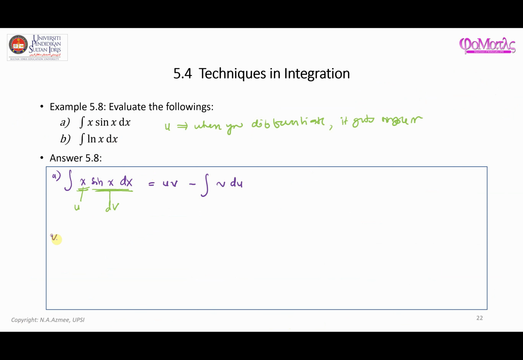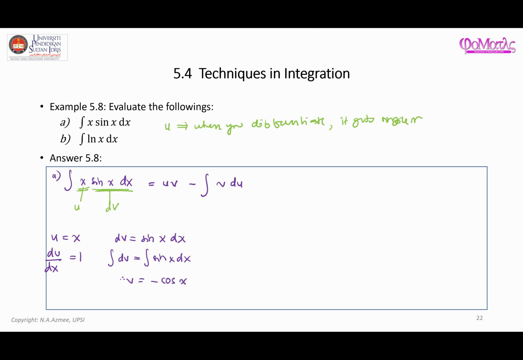So if u is equal to x, du/dx will be equal to 1. Now dv is sine x dx. Therefore, if you integrate sine x dx, v will become negative cos x. So that is the value of v, negative cos x.